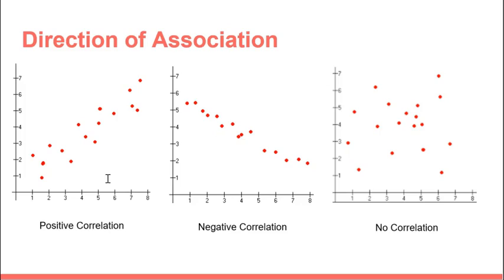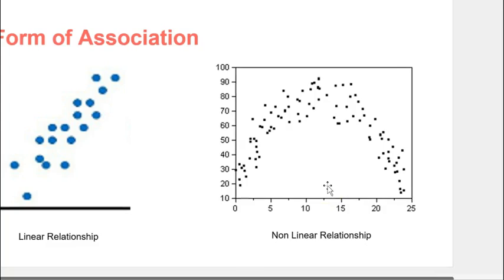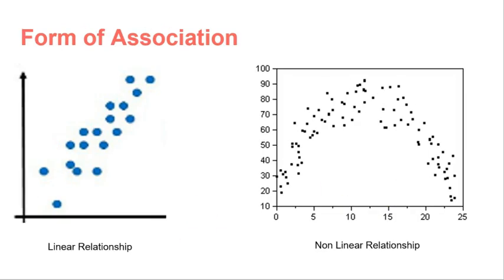Okay, so three things you need to be able to describe. Direction. For our purposes, positive, negative, or none. If the dots are mostly going up as we go left to right, that would be positive. If they're going down, that would be negative. If they're just kind of all over the place, then there's no correlation. When we talk about the form of the association, it's either linear or nonlinear. Is it pretty much making a line, or is it clearly making a curved pattern?